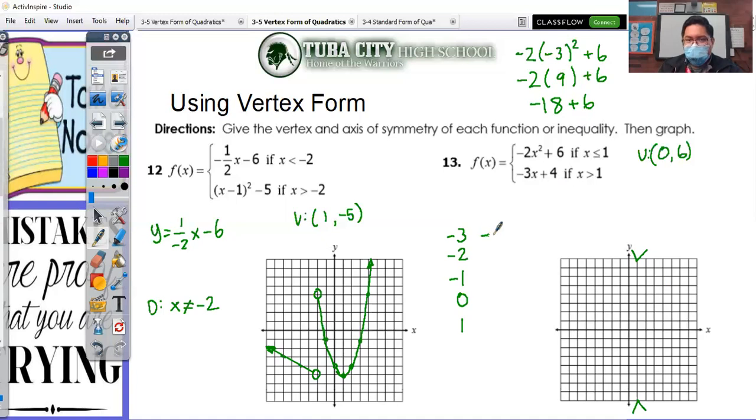Or -12, so I can't graph that one. So let's go ahead and move on to the next one. That'd be -2. So again, I'm just going to erase this part here. Plug in -2. If I square that, I get 4, which would be -8. 6 minus 8 is -2.